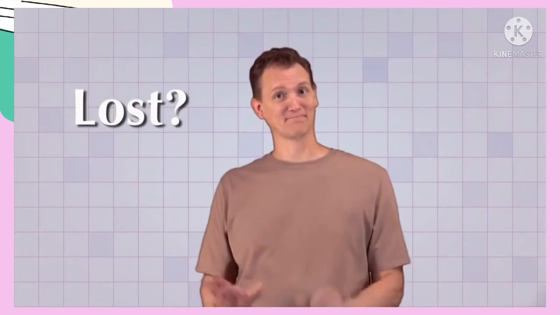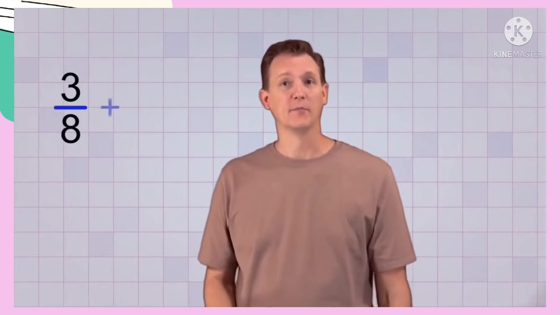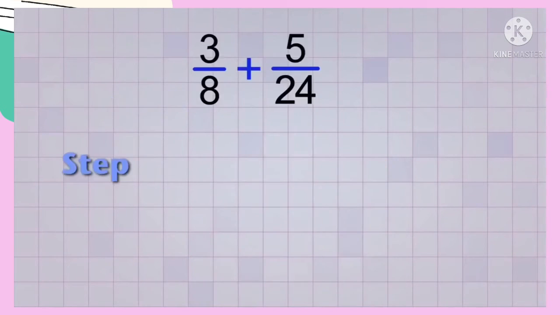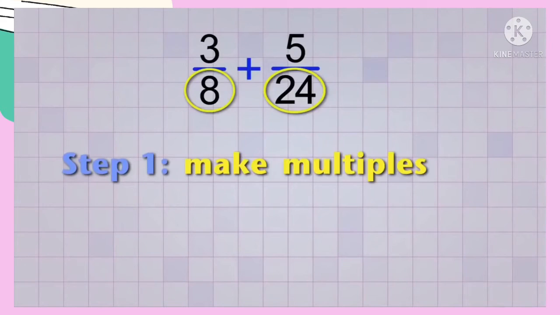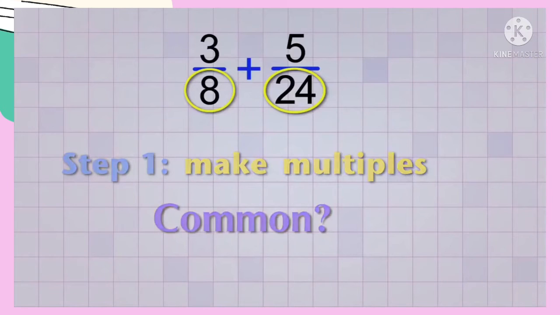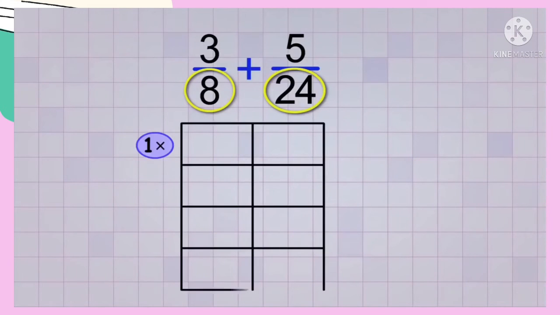Have I lost you yet? Should make a lot more sense after you've seen a few examples. Let's start with this problem. 3 over 8 plus 5 over 24. Step 1 is to take our two bottom numbers and make multiples of them to see if we can find a common multiple. First, let's multiply them both by 1. Well, that's easy. We have 8 and 24.